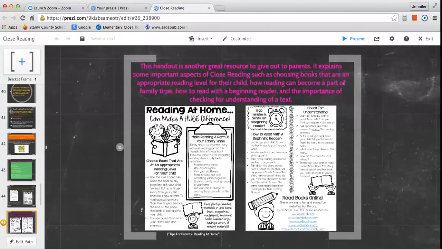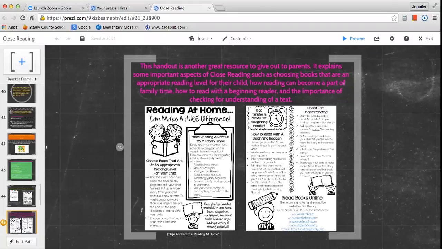This handout is another great resource to give out to parents. It explains some important aspects of close reading, such as choosing books that are an appropriate reading level for their child, how reading can become a part of family time, how to read with a beginning reader, and the importance of checking for understanding of a text.